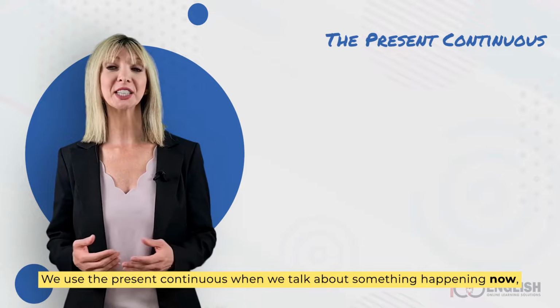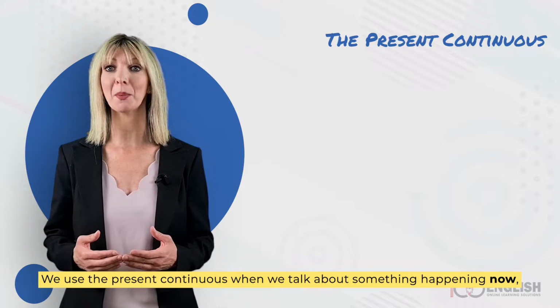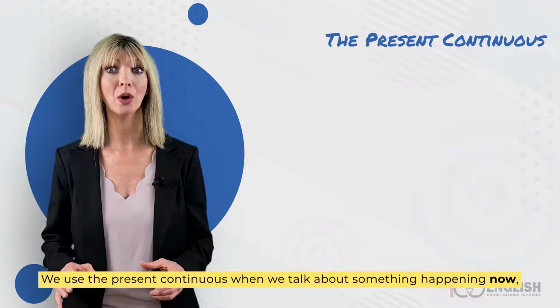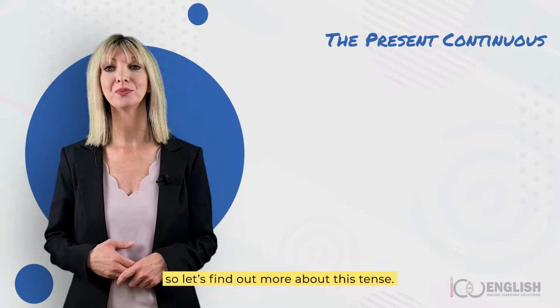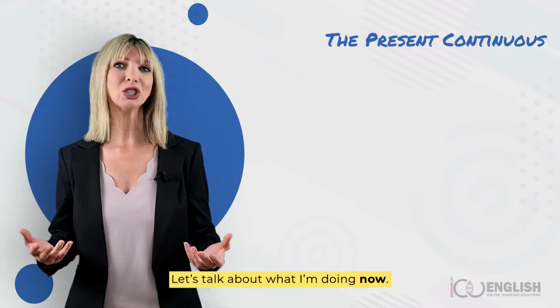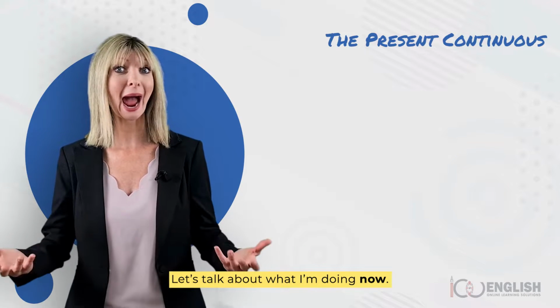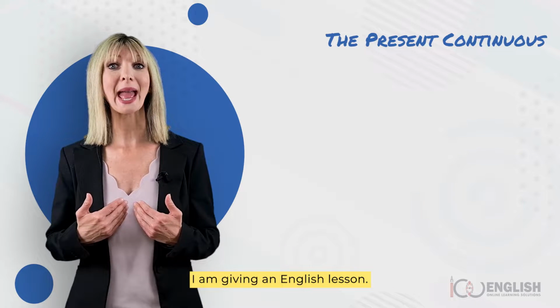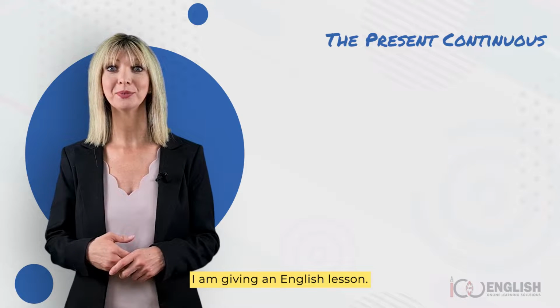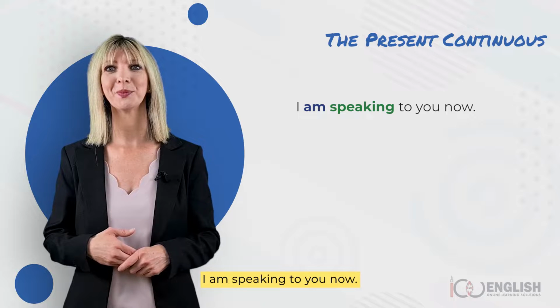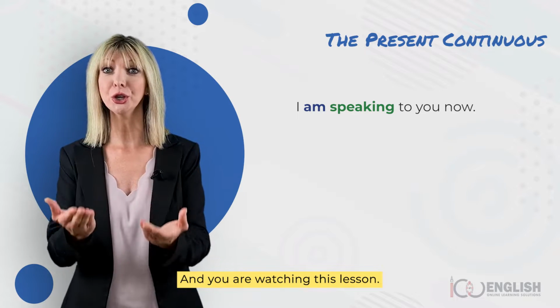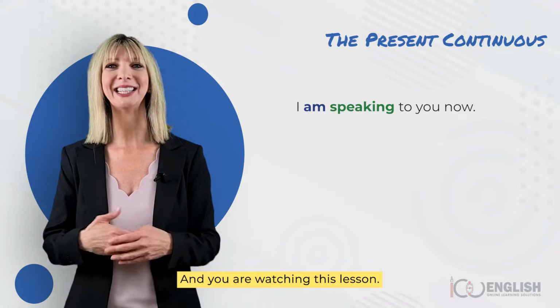We use the present continuous when we talk about something happening now. So let's find out more about this tense. Let's talk about what I'm doing now. I am giving an English lesson. I am speaking to you now. And you are watching this lesson.